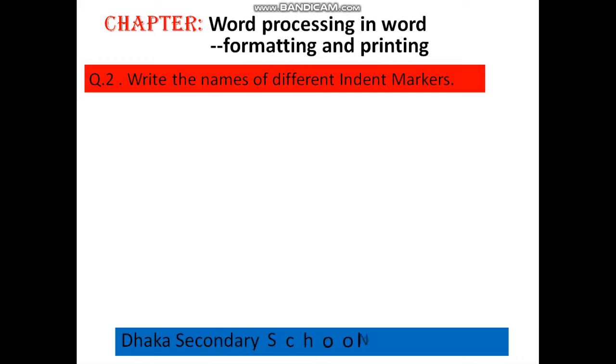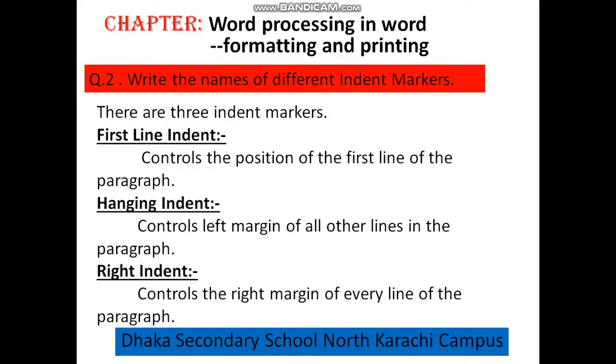Write the names of different indent markers. This is our second question. There are three indent markers. First line indent controls the position of the first line of the paragraph.